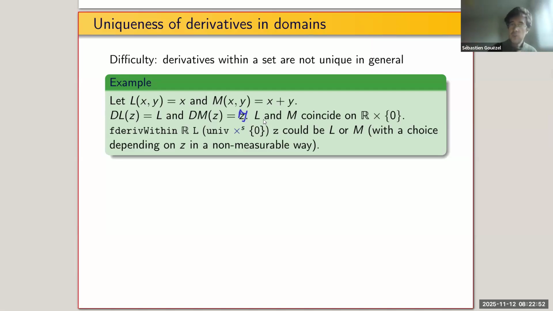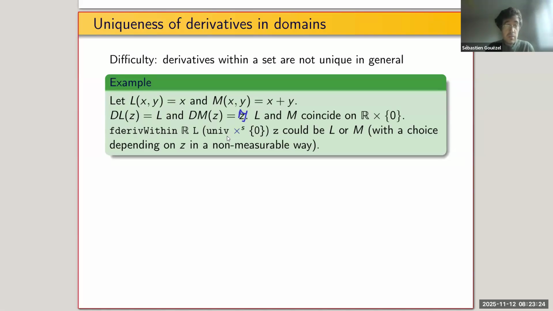But if you just consider these two maps on the horizontal line, R times 0, then these two, L and M, they coincide on the horizontal line, R times 0. And so the derivative of L within this horizontal line, at any point, it could be L or M. Both work out fine as derivatives, because you're only moving along the horizontal line. So what's happening in the transverse direction is not relevant.